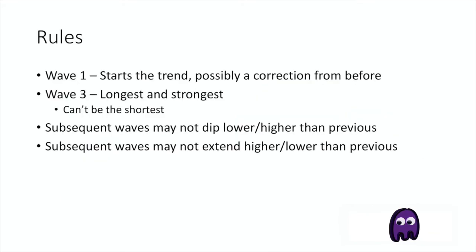The rules of drawing the Elliott wave. Wave 1 starts the trend. This could possibly be a correction from before. Wave 3 is the longest and strongest. It can't be the shortest. Subsequent waves may not dip lower or higher than the previous, and subsequent waves may not extend higher or lower than the previous.